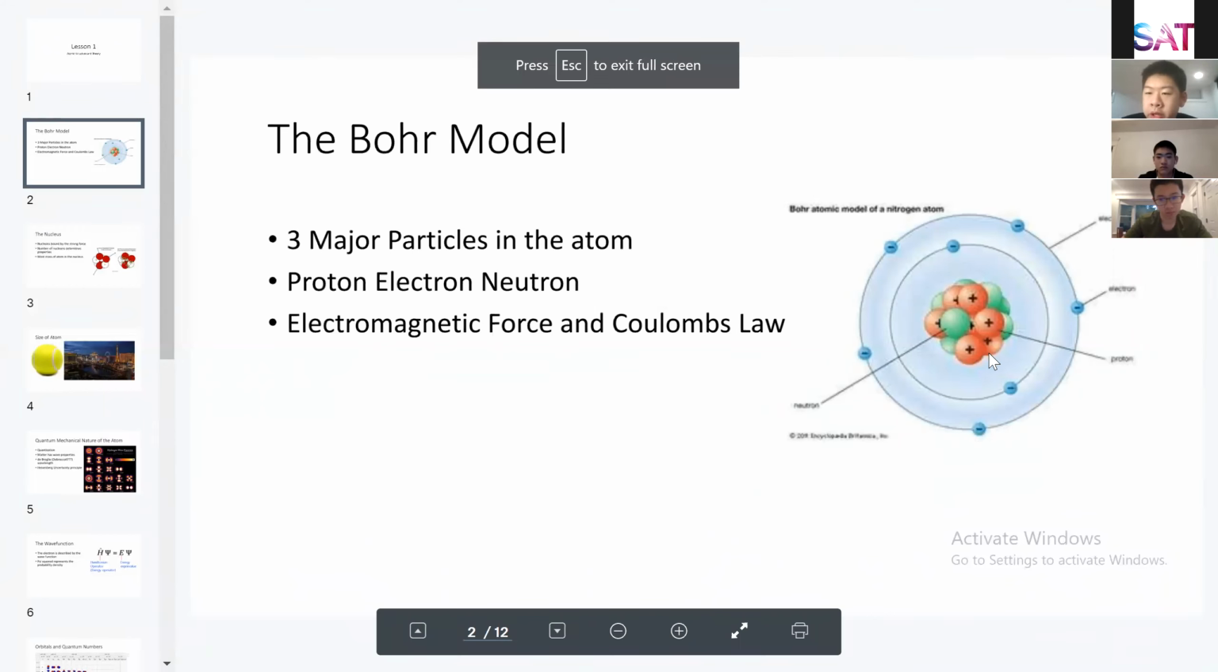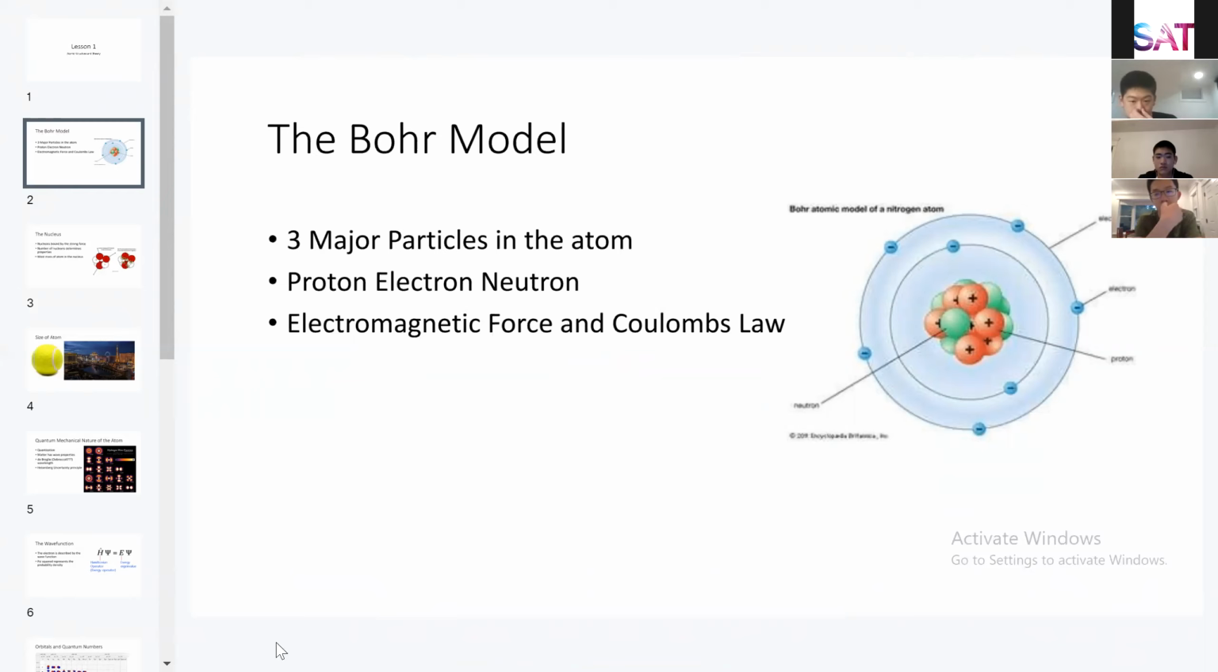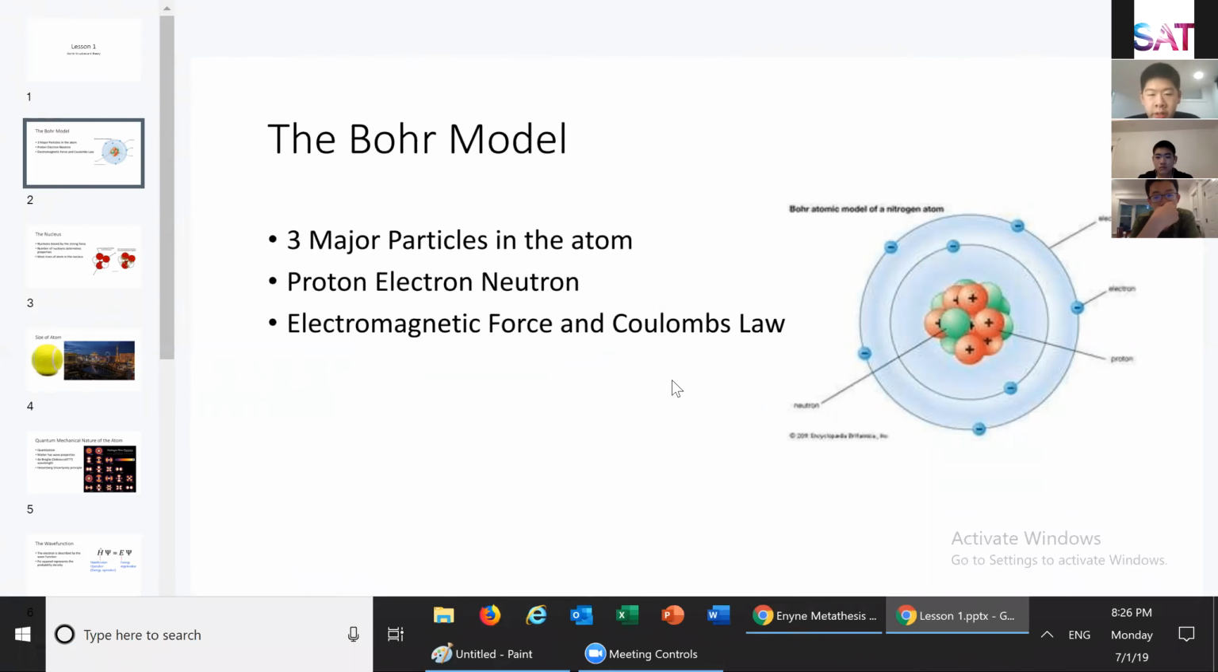So there's a lot of history behind the formulation of the atomic model, which we don't really need to go into, but I do want to talk about one major historical milestone, which is the Bohr model. Basically the idea behind the Bohr model is that there are three major particles in the atom: the proton, the electron, and the neutron. The protons are the positively charged particles I'm pointing to with my mouse. The electrons are negatively charged, and neutrons are neutral.